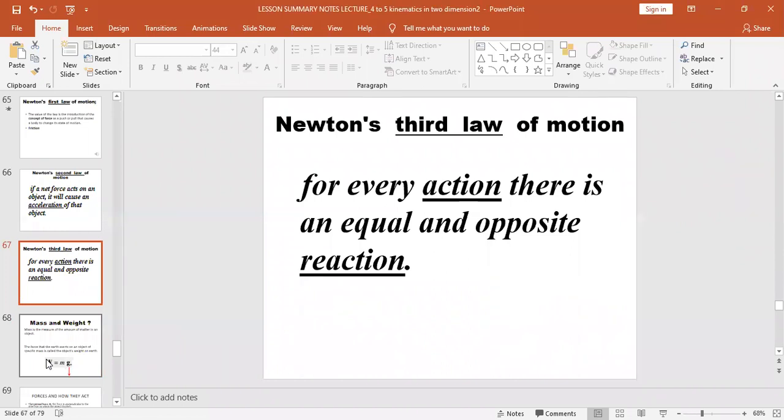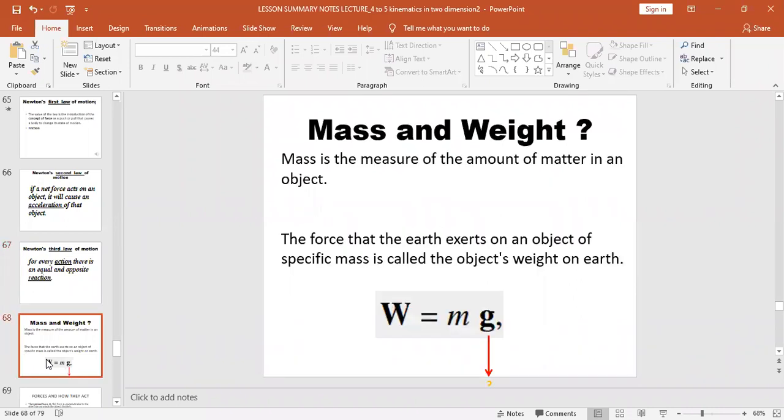Reaction. Okay, that too we know. Okay, now let's look at some forces. Since we are dealing with forces, we have to know how the forces act and in what direction. The first force is mass. And the first clarification we want to do is the difference between mass and weight.